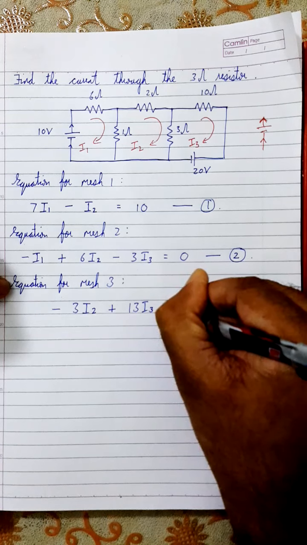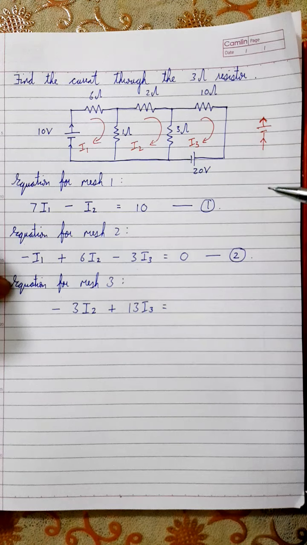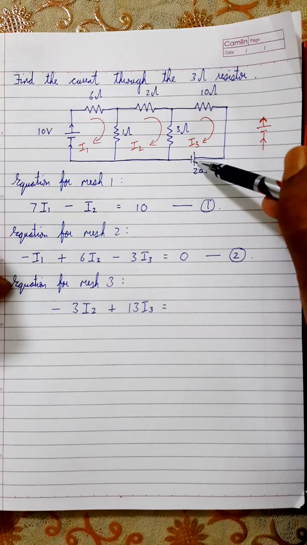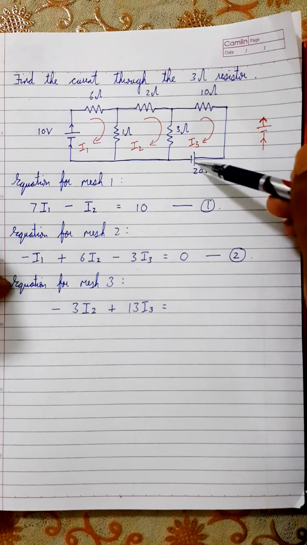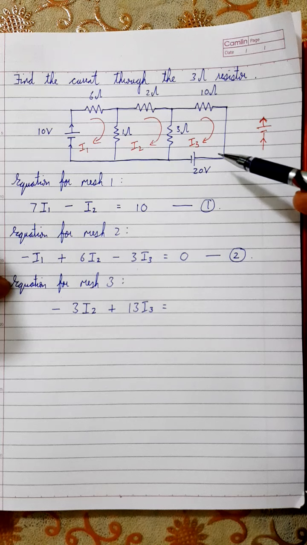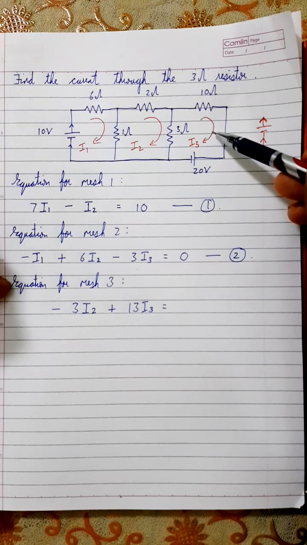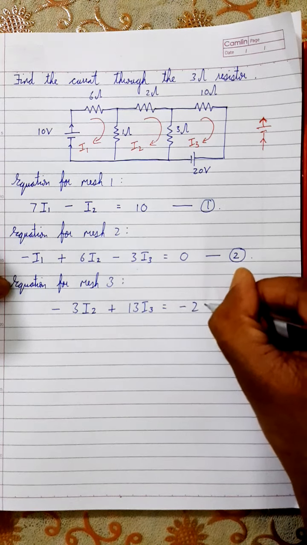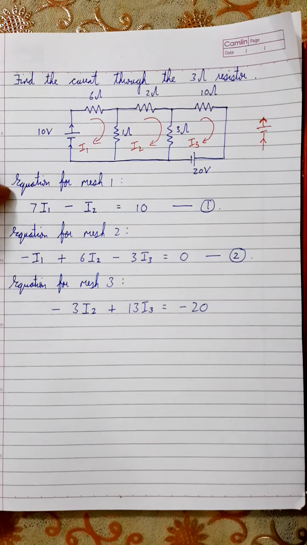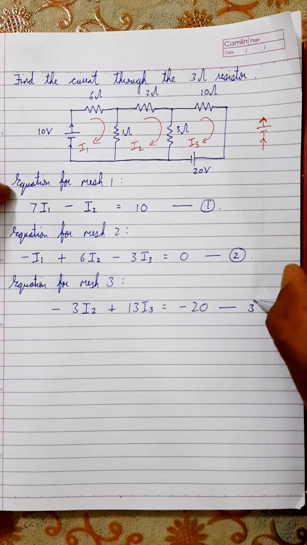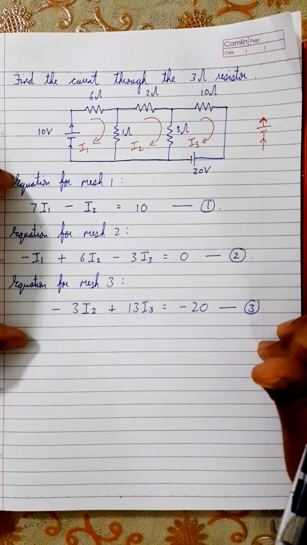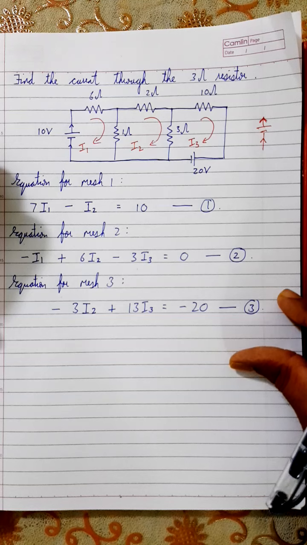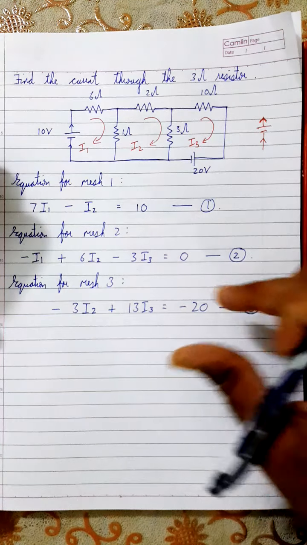I3 is equal to, now there is a voltage source over here and this current I3 is entering into the positive terminal, right? That means this positive terminal is not generating any current. This positive terminal is not producing any current. It's opposing the flow of current because this I3 is going into the positive terminal. So therefore it will become minus 20. Okay, so this is Kirchhoff's voltage law for mesh 3. Now the next step is we are going to write the matrix form of these three equations.